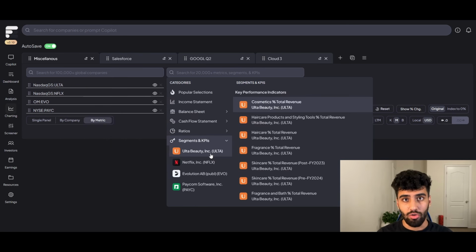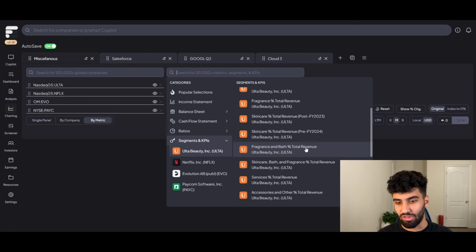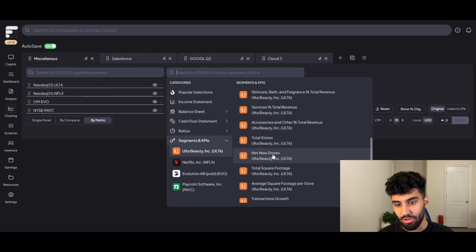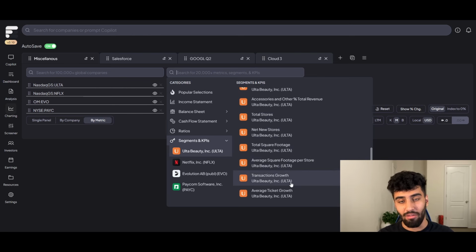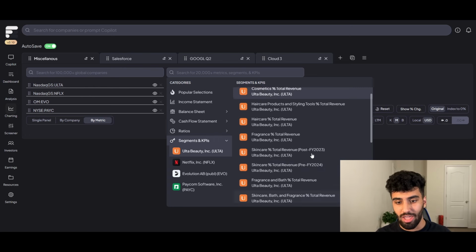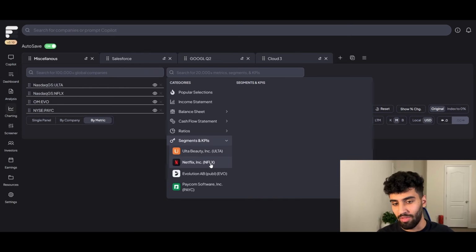FinChat isn't restricted to just the big tech companies when it comes to segmenting KPIs. They have KPIs on literally any stock you could possibly imagine. I mean, Ulta Beauty, a company I've previously talked about on the channel, you could look at the net new store count or the total store count. You could look at the average transaction costs or the average ticket growth, so for example, how much the average person is spending at Ulta. They have tons and tons of KPIs that you could track specifically for that company.